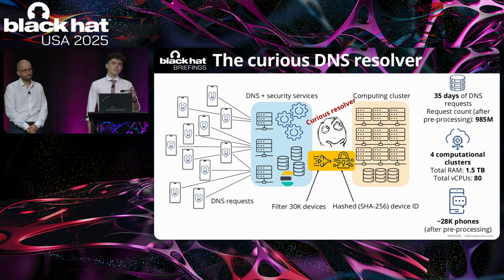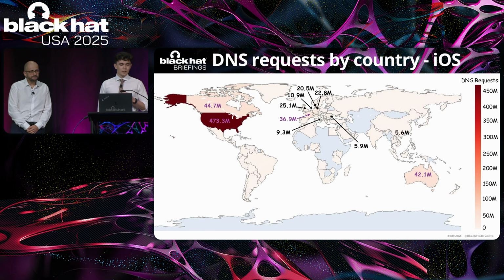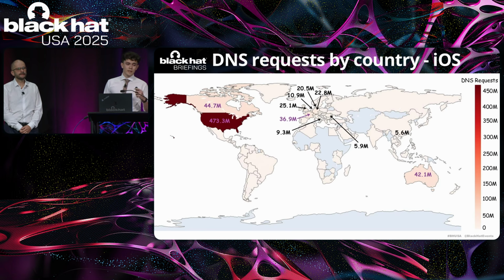We collected about 35 days' worth of data, obtaining in the end 985 million events. We used 4 computational clusters, totaling 80 virtual CPUs and 1.5 terabytes of RAM. We are curious about the distribution of DNS requests, and for iOS, the United States dominates this field.